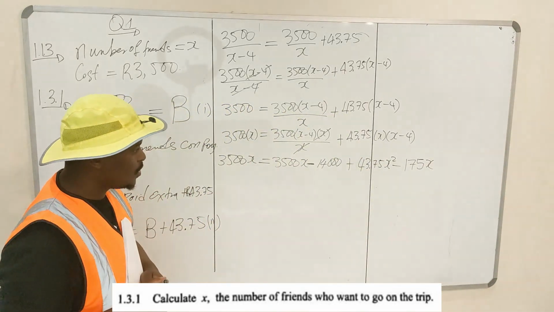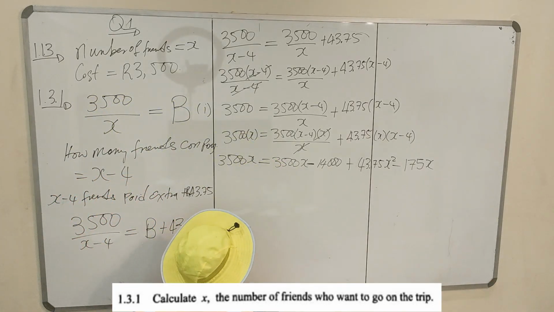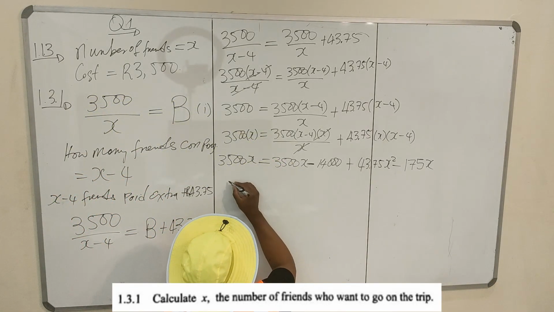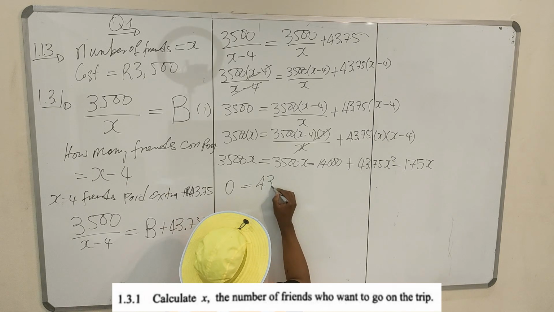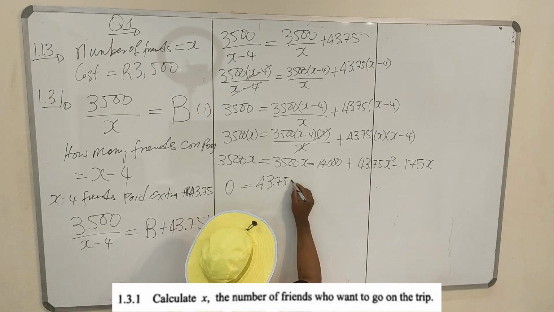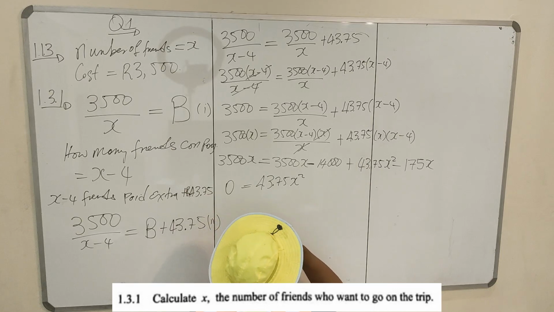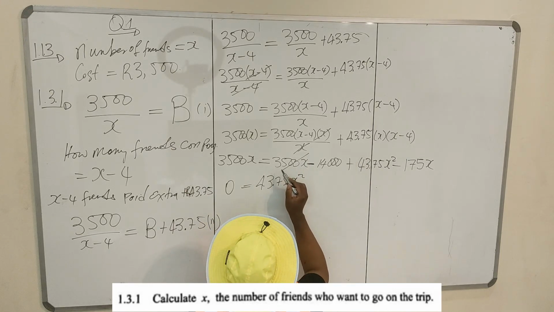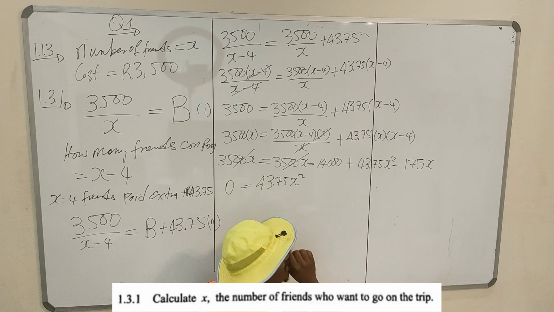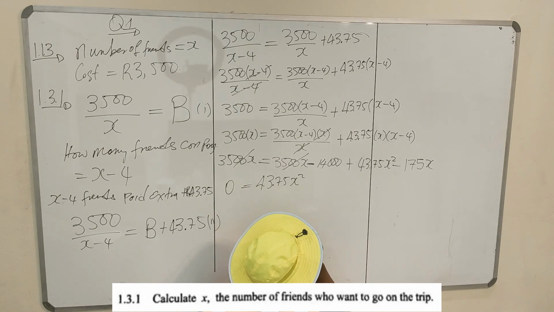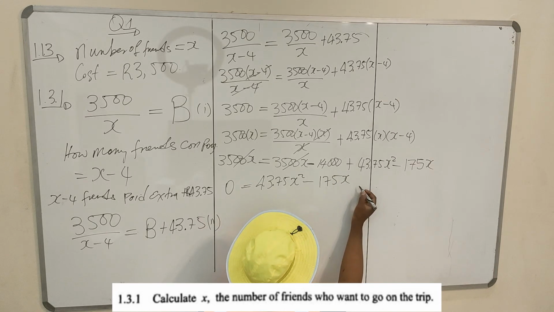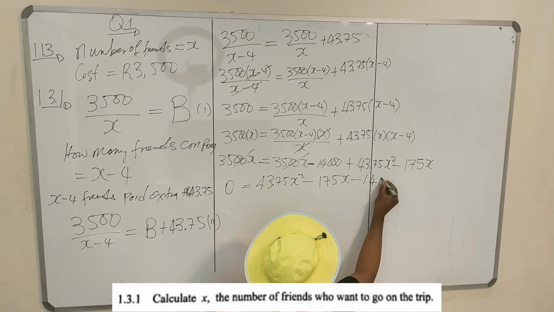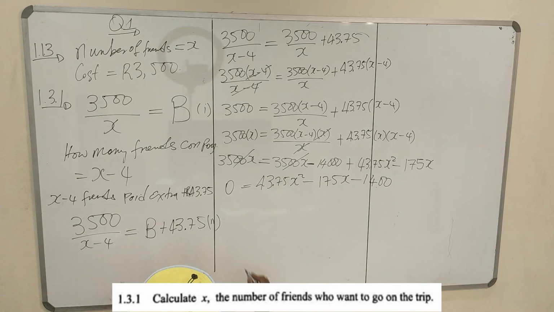Yes. Then from this point, just connect the like terms. So this one is on its own. Say you transpose this to the other side, so 0 is equal to 43.75x squared. Then what do you have? I think this and that go away. What are you left with? Minus 175x minus 14,000. Yes. Then take this to your quadratic formula.